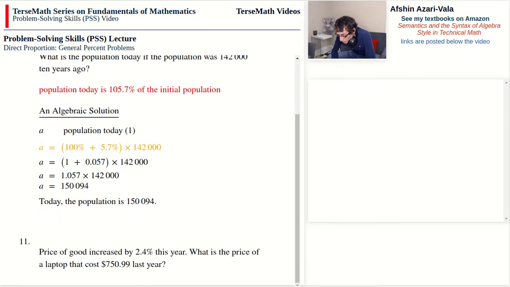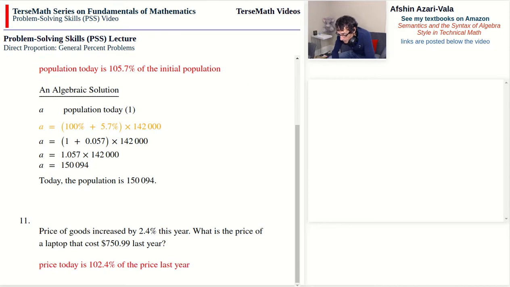Problem 11. Price of goods increased by 2.4% this year. What is the price of a laptop that cost $750.99 last year? Now, with the previous problem that was similar to this, we were trying to find the amount of increase, but now we want to find the new price, which is the initial price plus the increase. So that signals that we have to go with 102.4%.